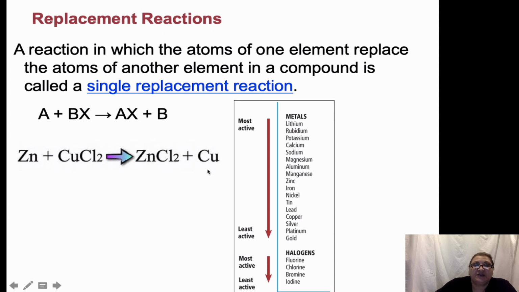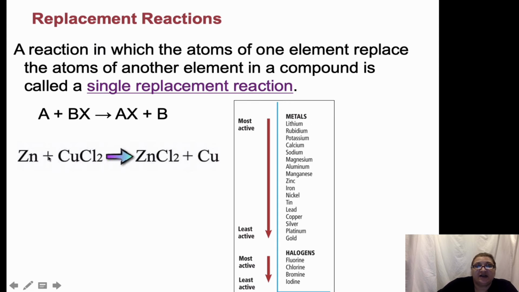Now here's the one that I was talking about, single replacement. Single replacement reaction: a chemical reaction that occurs when the atoms of one element replace the atoms of another element in a compound. Now if that element is higher on this chart, the reaction would happen. If it's lower, it will not happen. So A can replace B only if it's higher on that chart.